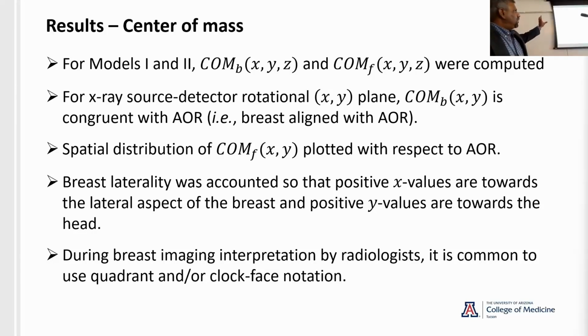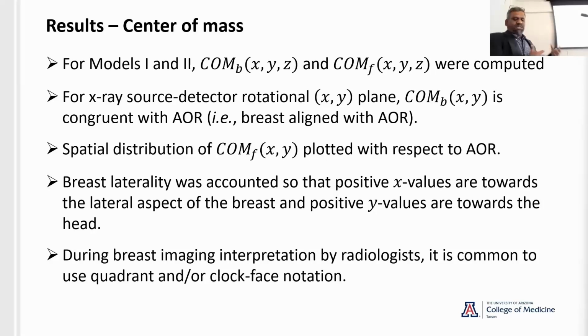So for models 1 and 2, what we did was we first computed the center of mass of the breast and the center of mass of the fibroglandular tissue, and we aligned the center of mass of the breast with the axis of rotation, and then we plotted the spatial distribution of the center of mass of the fibroglandular tissue. And what we made sure is that the breast laterality is accounted for. So in all our drawings, the right breast is flipped to show the left breast. And when radiologists interpret, they usually say, oh, it's in the upper outer quadrant, it's in the upper inner quadrant. Upper outer quadrant is the one that goes towards the shoulders, towards the axilla.